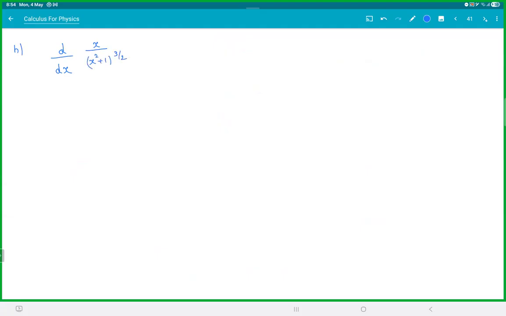Now, see, this you can do division rule. Again, my personal preference, I don't like division rule. I never use division rule. For some reason, I hate it. So what I do every time, I always use the product rule. So d by dx, I write this thing as x power 1, and I write this thing as x square plus 1 whole power minus 3 by 2.